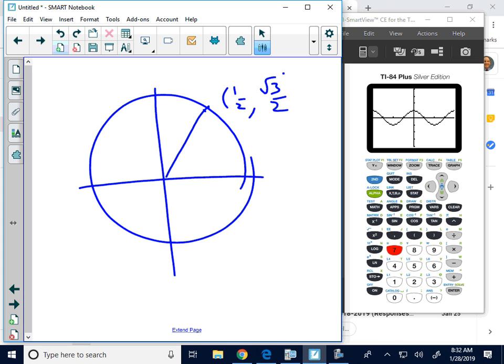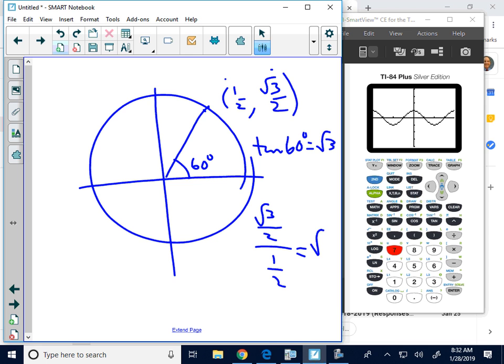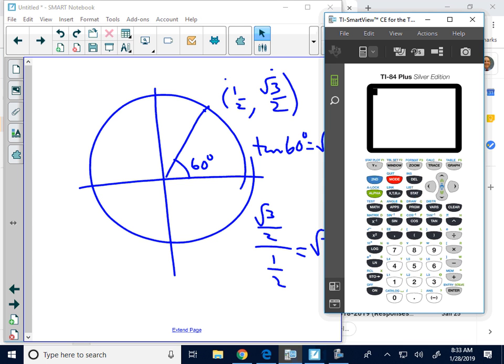And if I said, what is the tangent of 60 degrees, right here, 60 degrees, you would say square root of 3, right? Because it would be y over x, so it would be the square root of 3 over 2 divided by 1 over 2, and the 2's cancel, so you get square root of 3. And if I just jump on my calculator here for a minute, square root of 3 is about 1.7, right, 1.7.